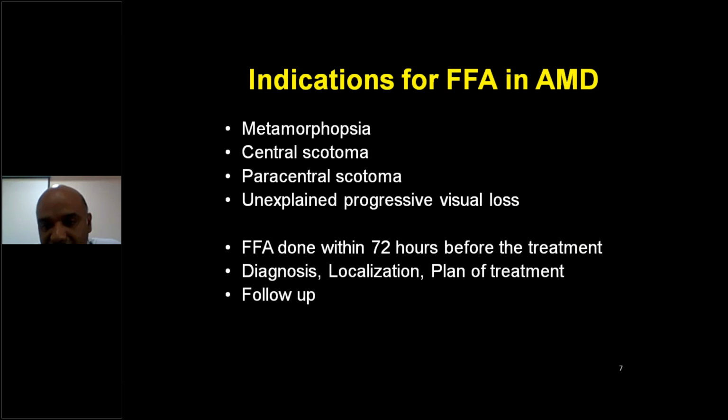Now, when do you perform FFA before you plan to start treatment? Obviously you have to perform it for diagnosis, for localization of the lesion, for planning of treatment, and for follow-up. These are the obvious conditions where you perform investigations for any clinical condition.